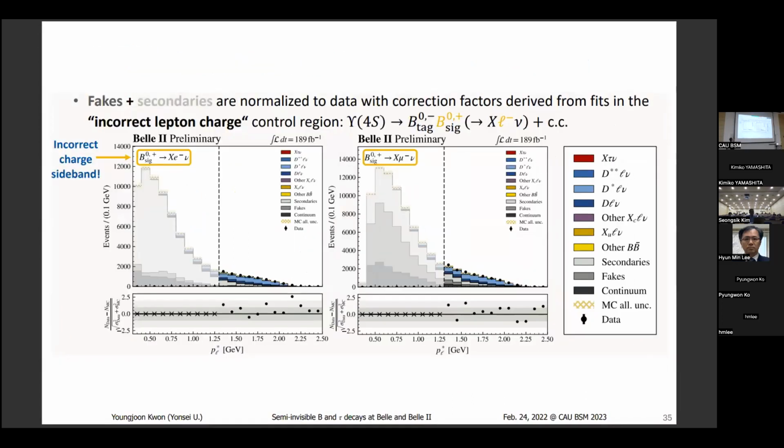And for fake lepton and secondary lepton contributions, they are normalized to data with correction factor determined from fit to the wrong sign charged lepton. For example, if we tag the partner B as B plus, then signal side must be B minus, then the primary lepton must be L minus. So if you measure B minus together with L plus, then they cannot be a signal. So they will be a very nice control over the background and data Monte Carlo comparison. That's how we normalize the background sample.